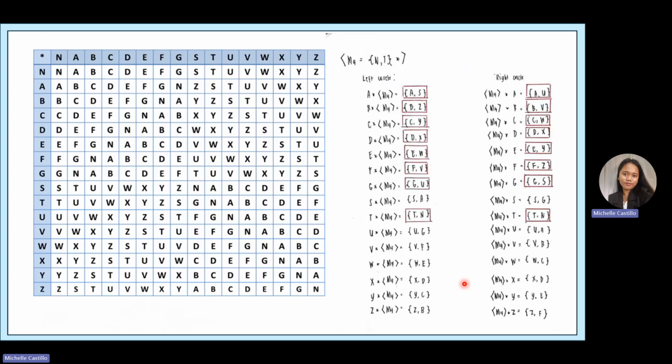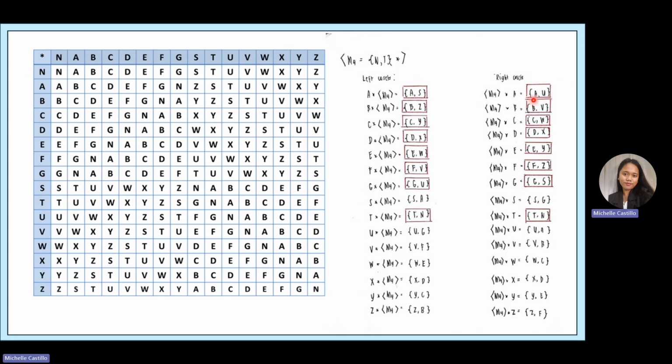Then next we have M sub 4 is equal to the set of N and T under the binary operation star. So for the left cosets, we have A star N is equal to A, then A star T is equal to S. Then for the right cosets, we have N star A is equal to A, then T star A is equal to U.